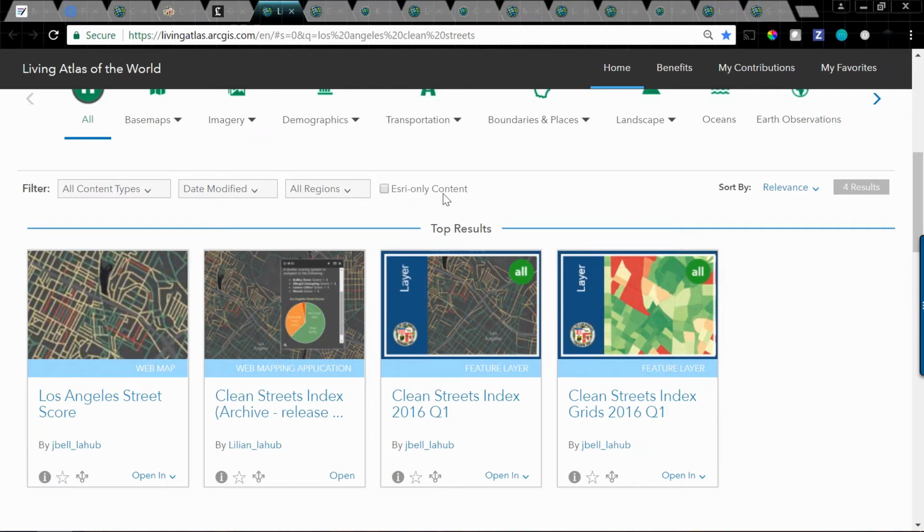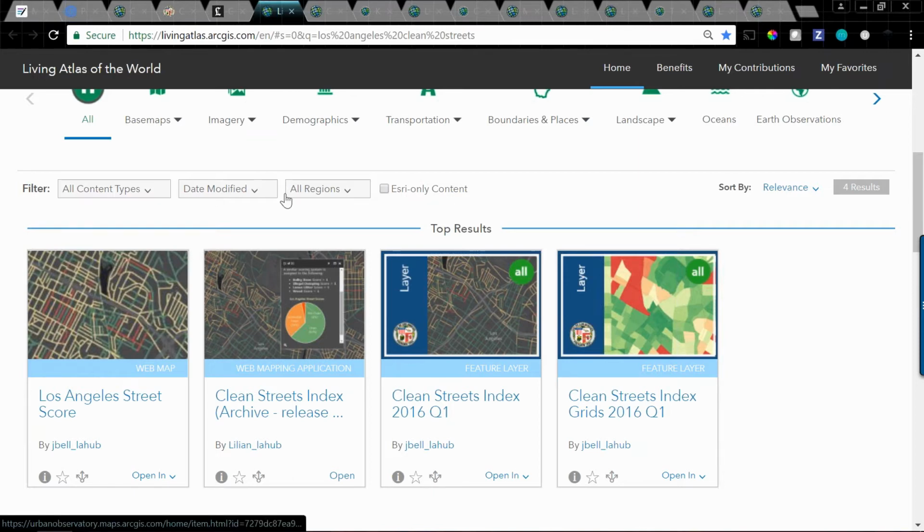And it's in the Living Atlas so that someone who's in ArcGIS Online, or in ArcMap, or in ArcGIS Pro can just say, yeah, I heard about that clean streets layer. Let me do a quick search in the Living Atlas. Yep, there it is. Let me add it to my map. No download, no FTP. It's ready to use. Makes our lives a lot easier.